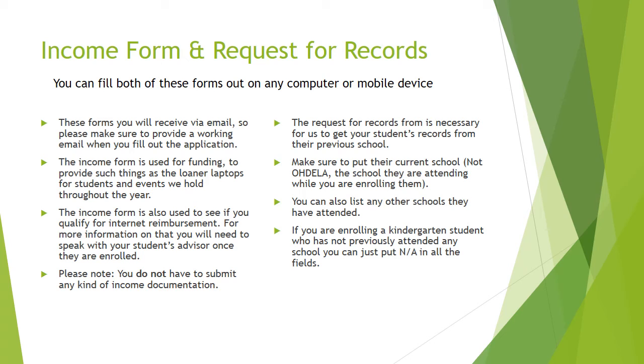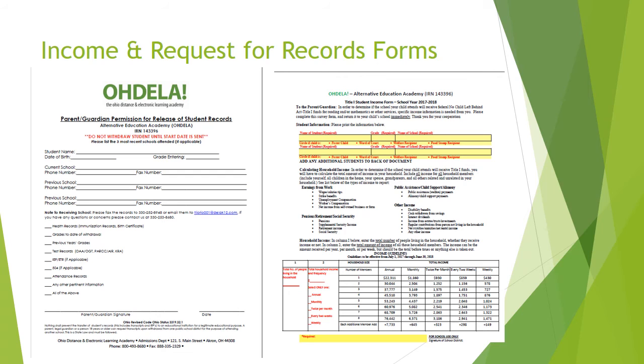For the request for records, it's necessary to get your students' records from their previous school. So on the form, make sure when you put their current school that you don't put OHDELA, that you put the school that they are attending while you're trying to enroll them, and then you can list any other schools that they have attended. If you are enrolling a kindergarten student who has not previously attended any school, you can just put NA in the fields. Device or computer.